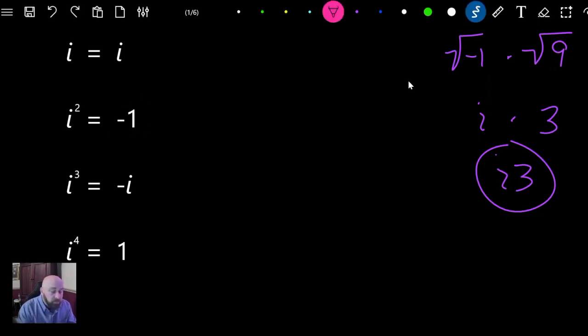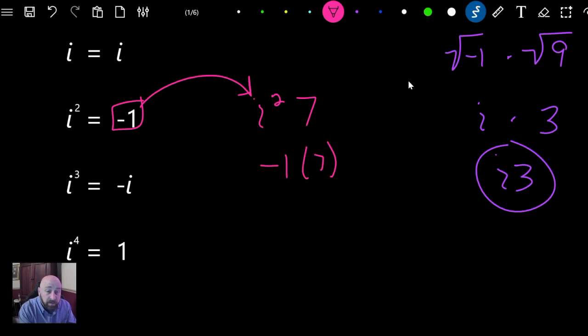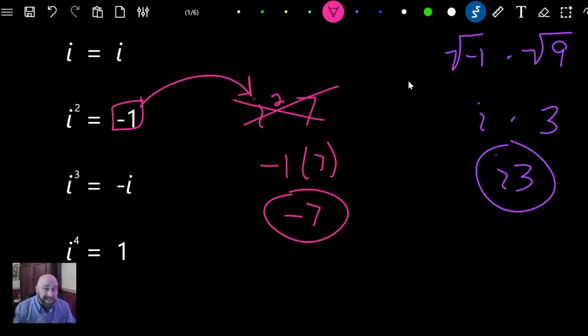-1. So in other words, if you have a problem that multiplies two imaginary numbers together and you end up with i squared times 7, for example, we're not done with this because we can substitute this i squared with this -1. So -1 times 7, we do it and we get -7. That would be my answer. Do not leave your answer as i squared times 7. That's not going to be the correct answer.